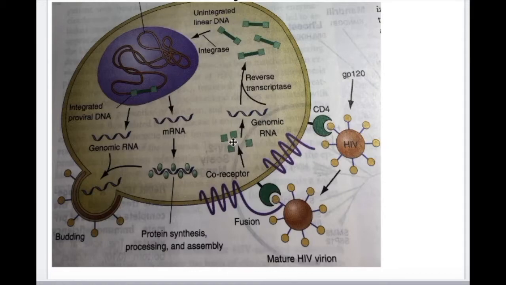So what happens in the cytoplasm of the CD4 cell? The viral reverse transcriptase then acts on the genomic RNA and converts it into double-stranded DNA, which then, along with the integrase, enters into the nucleus of the CD4 cell through the nucleopores, and this DNA is integrated into the DNA of the CD4 cell, and then mRNA comes out for the protein synthesis, and viral genome comes out and leaves the cell after budding.